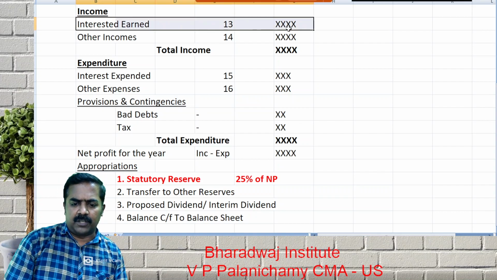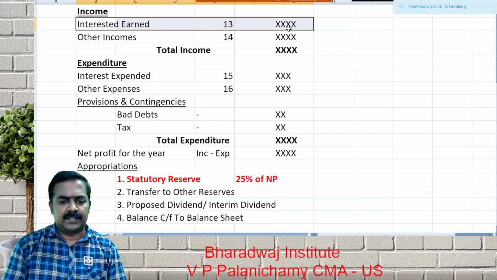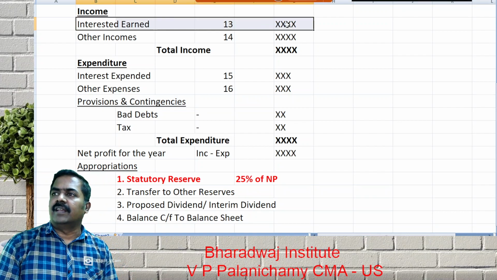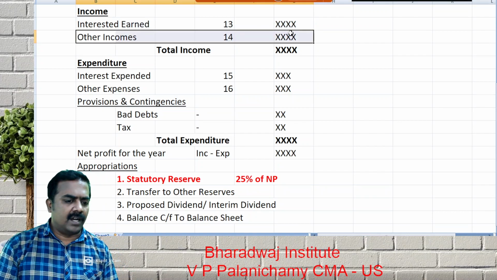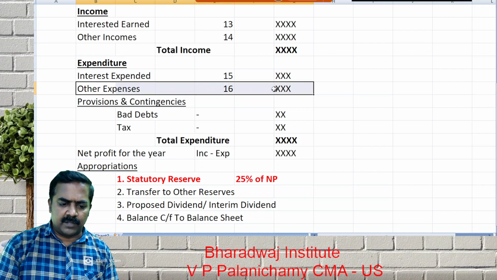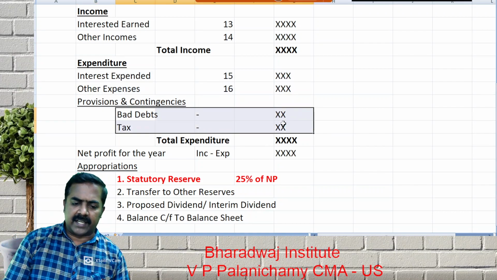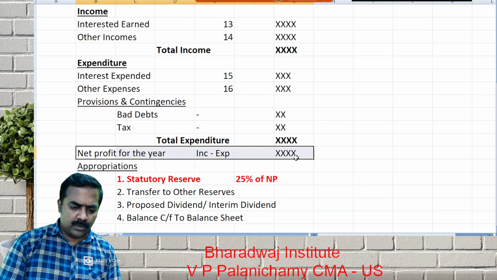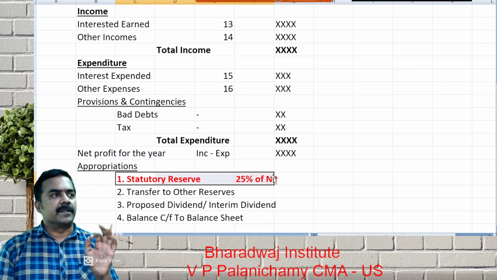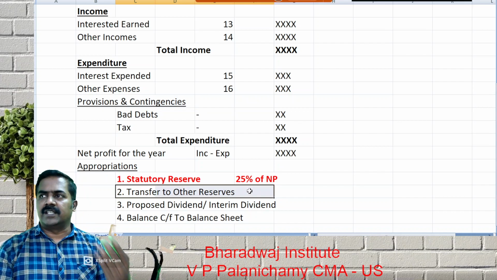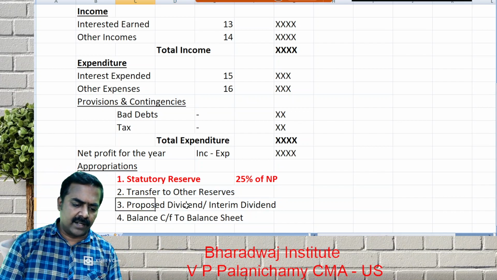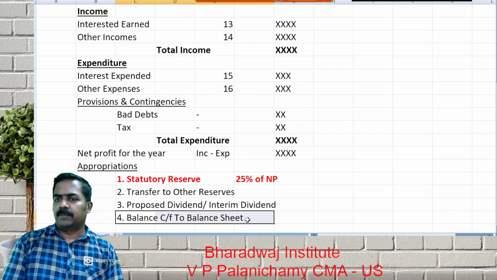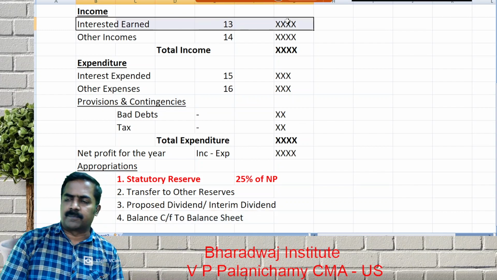So what is schedule number 13? Interest earned. What is 14? Other incomes. 15, interest expended. 16, operating expenses. Bad debts and taxes are shown as a separate line item, not in any of the schedules. Total expenditure gives net profit. Compulsorily, 25% you transfer to reserve. If there is any other reserve like sinking fund, revenue reserve, general reserve, you take that. If there is any dividend proposed or interim dividend paid, count that. Balance will be carried forward to the balance sheet. Now we will see one by one what is expressed in different schedules.